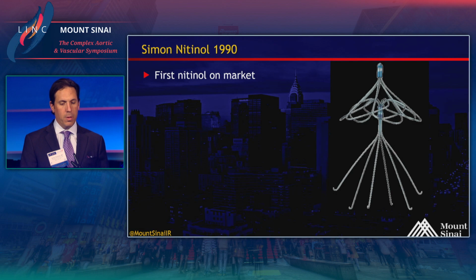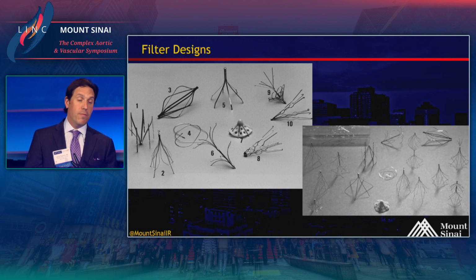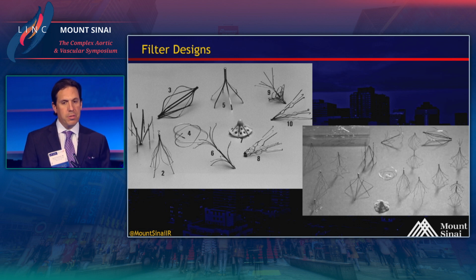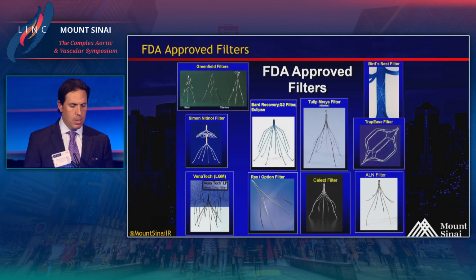This was considered a permanent filter. But as you'll see later, even permanent filters, particularly the Greenfield and maybe even the Venatech, even though they're considered permanent filters, are sometimes easier to remove than some of the temporary filters, depending on where they're located. And the reason for that is just because some of them have a lot of issues with tilt or fracture, or the hook being embedded in the wall. And if the hook is embedded in the wall, it's basically converted from a temporary into a permanent filter design.